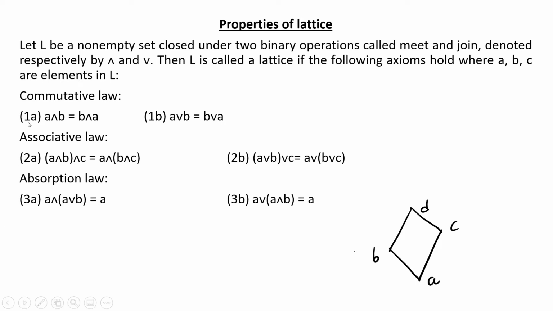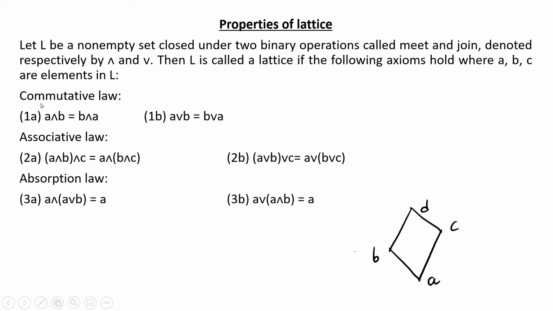So in the properties of lattice, let L be a non-empty set closed under two binary operations called meet and join, denoted respectively by the symbols. Then L is called a lattice if the following axioms hold, where A, B, C are elements in L. So meet is greatest lower bound and join is least upper bound.